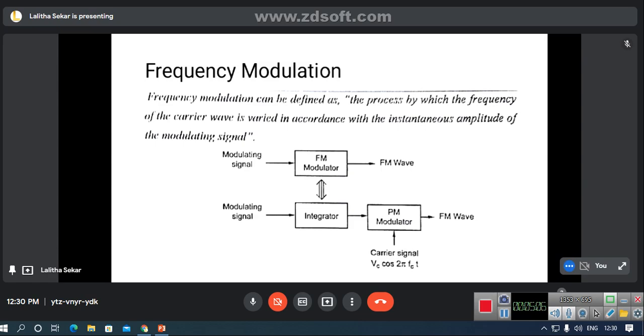The frequency of the carrier wave is varied in accordance with the instantaneous amplitude of the modulating signal. Generally, the FM wave can be generated using an FM modulator, but here an FM wave can also be generated by using a PM modulator. For that, we use the integrator. In PM generation we use the differentiator, but for frequency modulation we use the integrator. The modulating signal is integrated, and after the integration it is connected to the PM modulator with the carrier signal. This PM modulator produces the output FM wave.